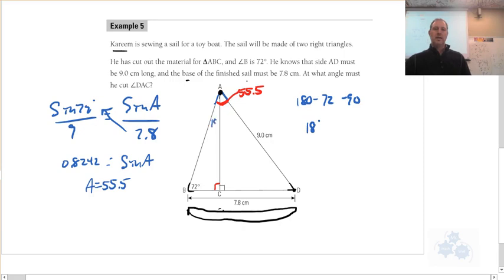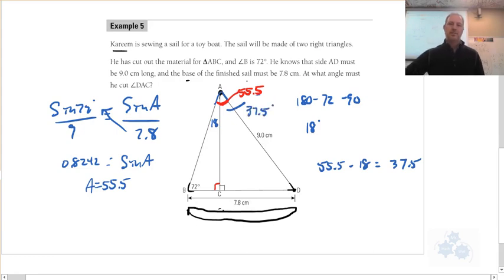So this is 18. And so 55.5 minus 18 is 37.5. So it looks like this angle here is 37.5 degrees. And I think that should be your answer, right? That's what you're looking for.